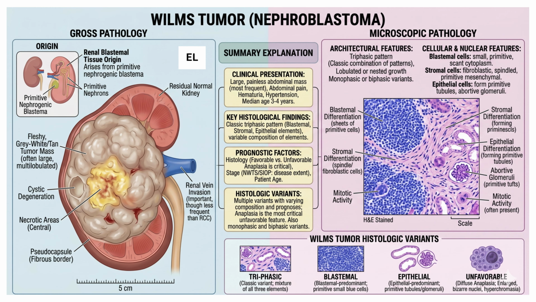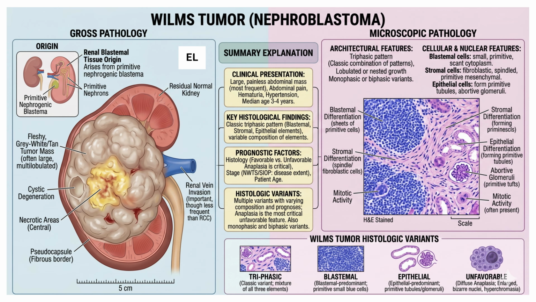Now moving toward the clinical presentation, children with Wilms tumor most commonly present with a large painless abdominal mass noticed by parents during bathing or dressing the child. The abdominal swelling is usually smooth, firm, and unilateral. Unlike neuroblastoma, which often crosses the midline, Wilms tumor generally remains confined to one side initially.